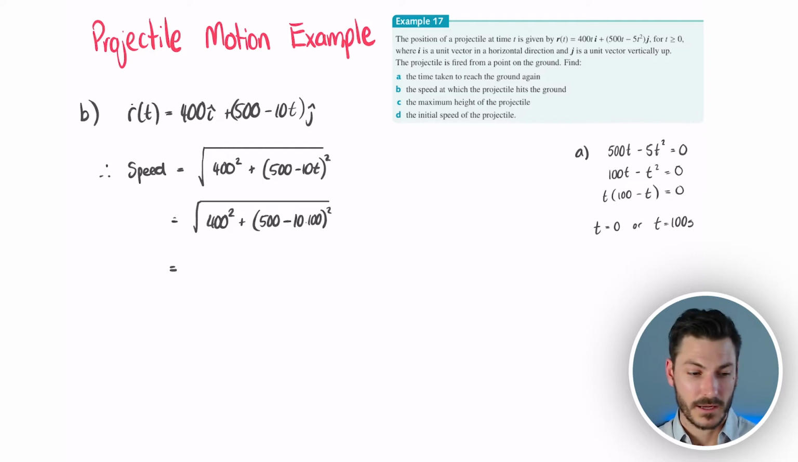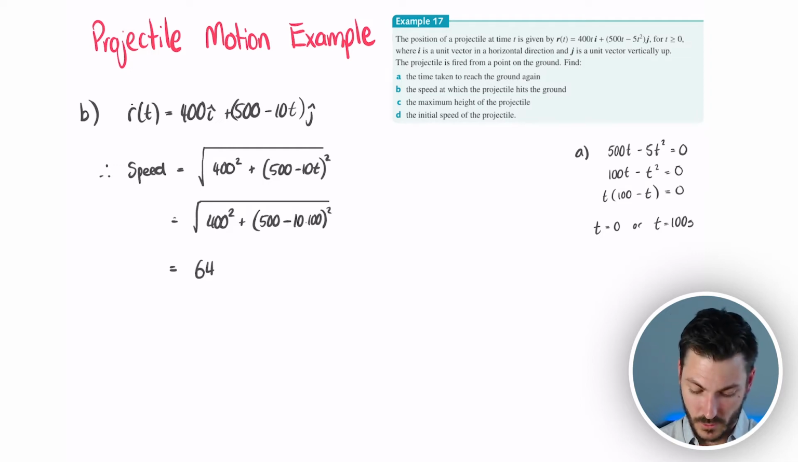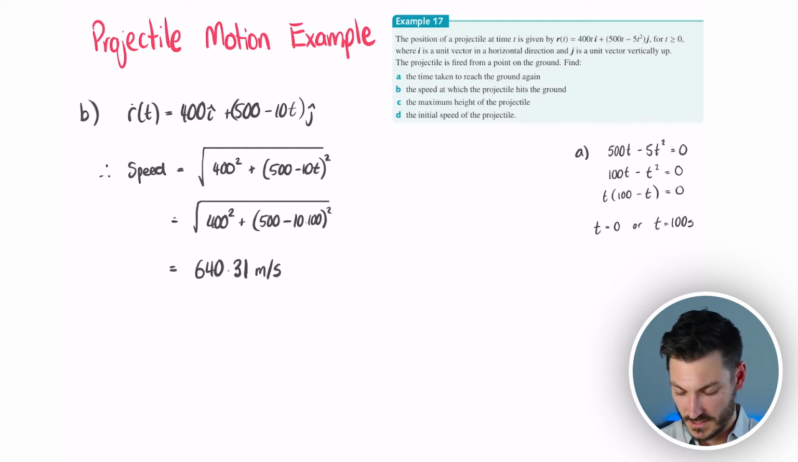Alrighty, went ahead and popped it in my calculator and I got 640.31 meters per second of speed. That's pretty darn fast if you ask me. Okay, let's move on to part C.